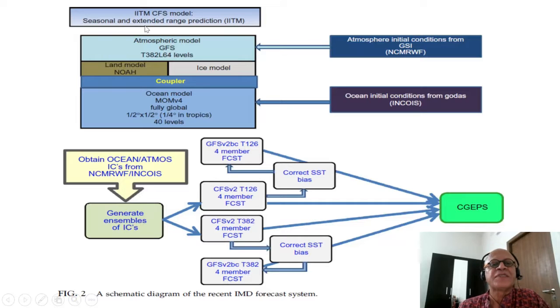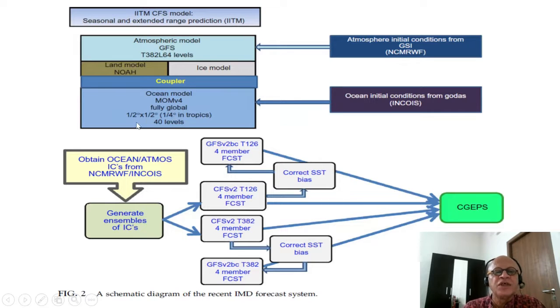This is the Indian Institute of Tropical Meteorology coupled forecast system model, for seasonal and extended range prediction. The atmospheric model is the Global Forecast System, and you can see this is T382, which I think amounts to about 38 kilometers, if I'm not mistaken, with 64 levels in the vertical. The land model is NOAH. There is a sea ice model. There is a coupler which they have introduced also for the Earth system model. They modified this for the Earth system model. The ocean model, I think, is now MOM5, if I'm not mistaken.